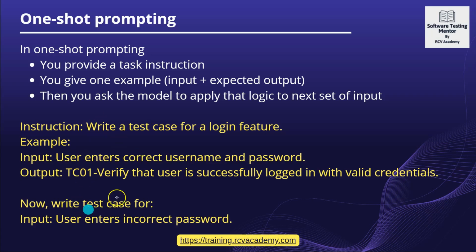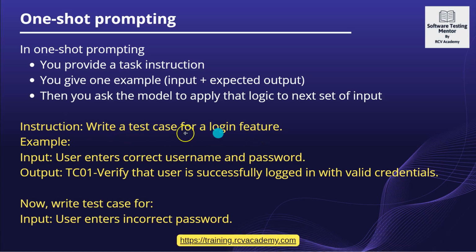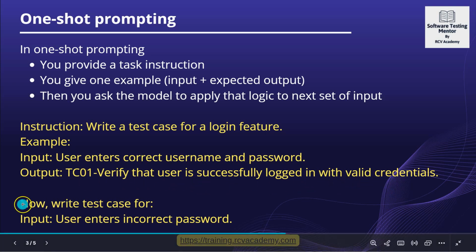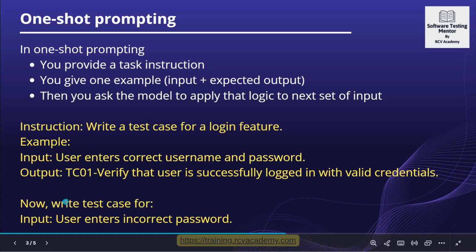So this is the example that I have taken here. For example, if you see the instruction, write a test case for the login feature. This is the first thing that you provide in one-shot prompting, the instruction. Then you provide one example. So if there is one example in your prompt, that is one-shot prompting. In the example, I have clearly mentioned input, user enters correct username and password. Output should be something like TC01 - verify that user is successfully logged in with valid credentials. Then I'm asking the LLM, now write test cases for input, user enters incorrect password. So the part in yellow is the whole prompt of one-shot prompting, wherein we have the instruction, we have the example, and then we ask the next question.